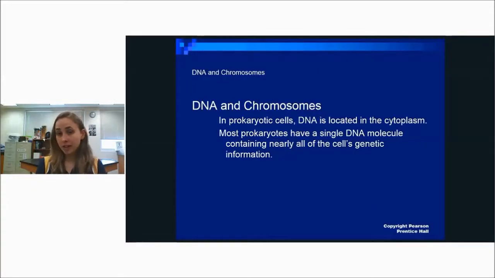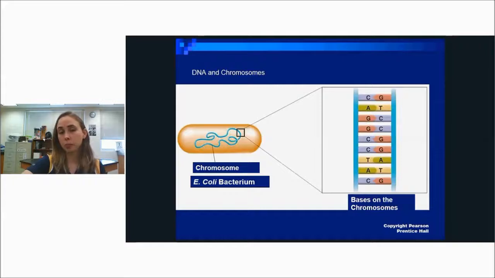So every single cell has DNA. In prokaryotic cells, which if you remember, prokaryotes are bacterial cells, the DNA is just located in the cytoplasm. It is not wrapped up in a nucleus because prokaryotic cells do not contain a nucleus. They have a single DNA molecule that is containing nearly all the cell's genetic information just right in the middle. And this next slide will show you a picture of it.